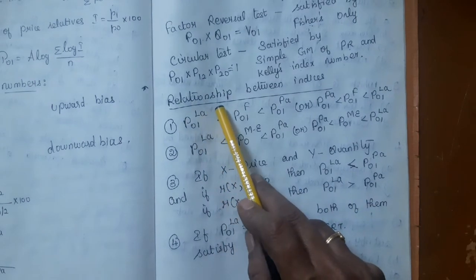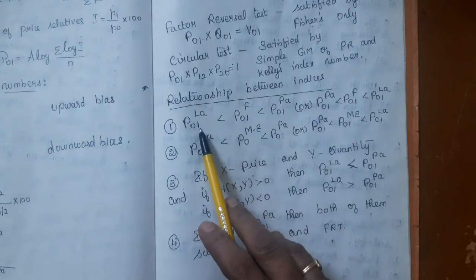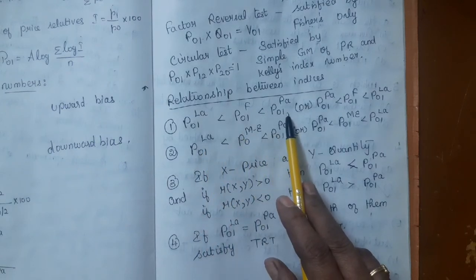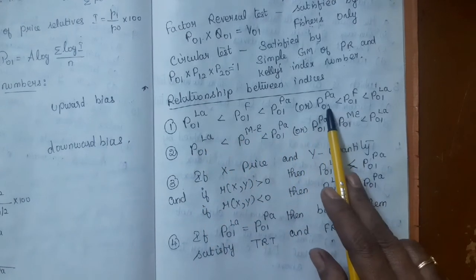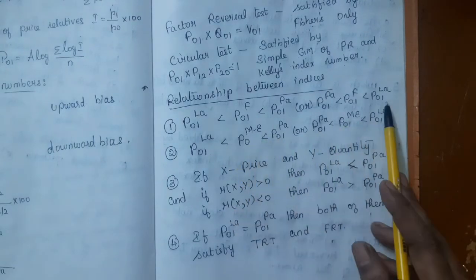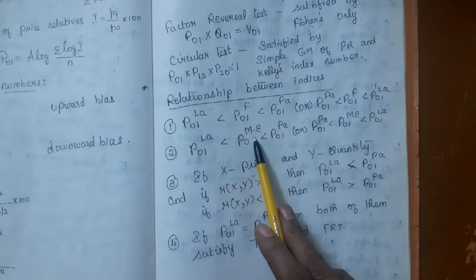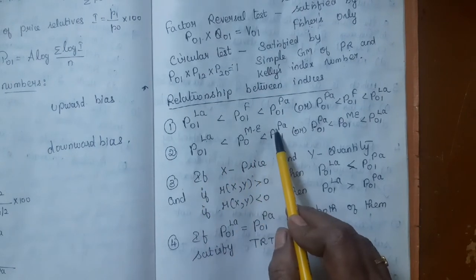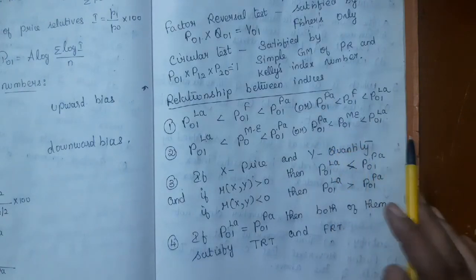Okay, let us start discussing the relationship between the index numbers. The Fisher's index number lies between last year's index number and past's index number. Last year's index number may be less than past's index number, or past's index number may be less than last year's index number. Both may be true, but Fisher's will lie between these two numbers. And similarly, Marshall-Edgeworth's index number will lie between last year's and past's index number, or past's and last year's index number. It lies between these two, right?